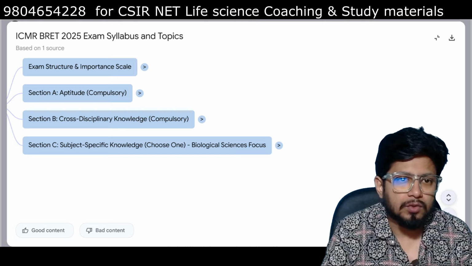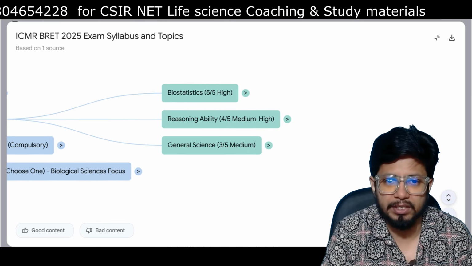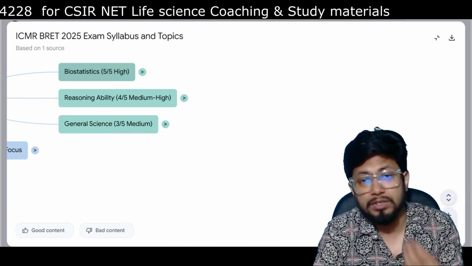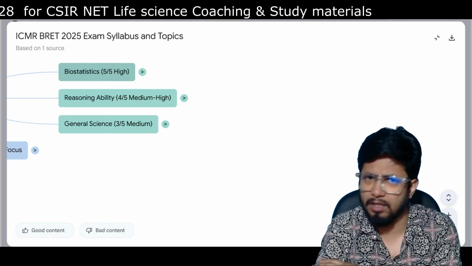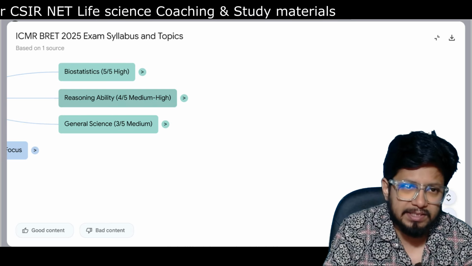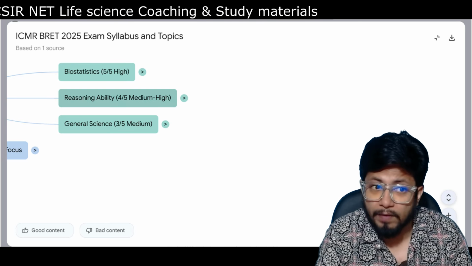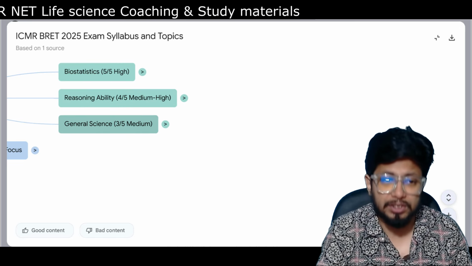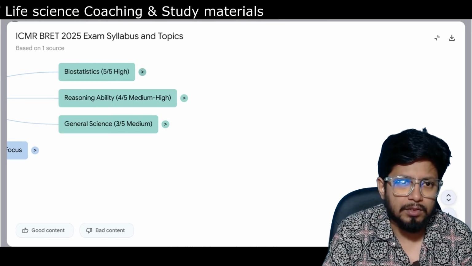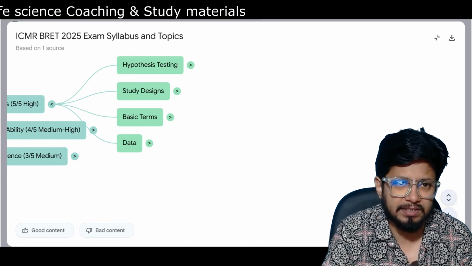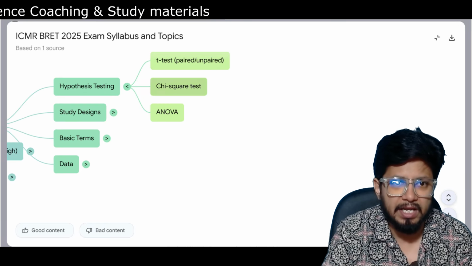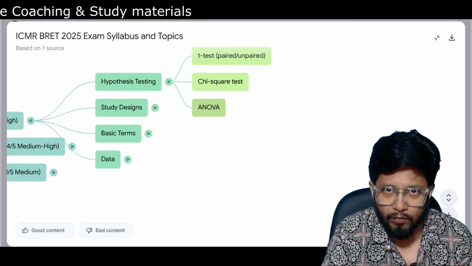So let's dig into section A, and in section A we have biostatistics. The most important here is biostatistics. They ask a lot of questions from biostatistics, so the rating is 5 out of 5. Reasoning ability is 4 out of 5, medium high importance, and general science is of medium importance, 3 out of 5. In biostatistics, hypothesis testing is important, so they ask questions from t-test, chi-square test and ANOVA.